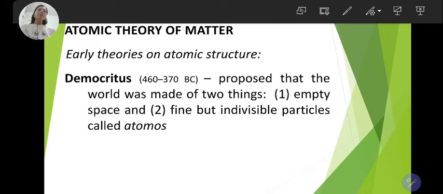So, ang pinaka-first or earliest theory about the atomic structure was proposed by Democritus in 462-370 BC. He proposed that the world was made up of two things, empty space and fine but indivisible particles called atomos. So, yung early tawag sa atoms ay atomos pa.